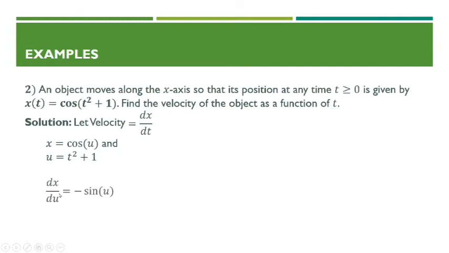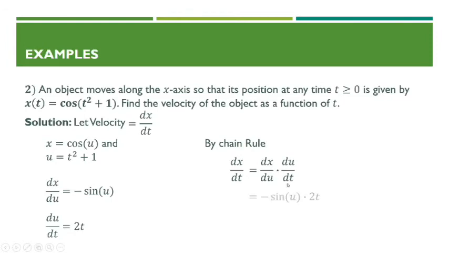So the derivative of x in terms of u is negative sine of u, and the derivative of u in terms of t is equal to 2t. So by chain rule, we have dx over dt, so dx over du times du over dt, which is equal to negative sine u times 2t. So we have negative sine of t squared plus 1 times 2t. Let's write it in simpler factors: negative 2t sine of t squared plus 1. So this is the function for the velocity of the object.